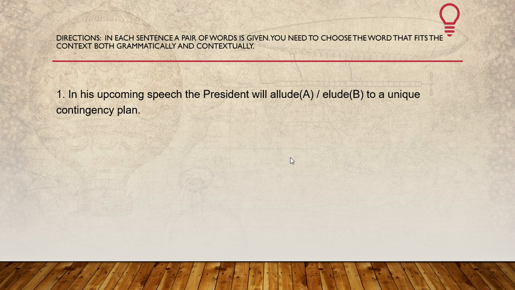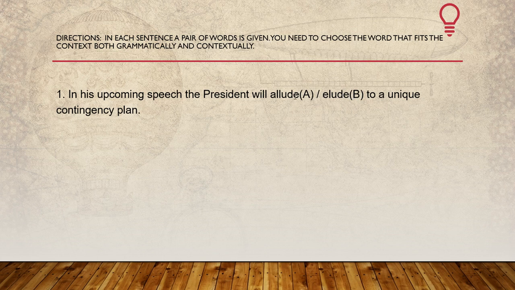So, what can be the synonyms of elude? You can understand well if I mention the synonyms. You can as well note them down. Elude. The synonyms include evade, avoid, dodge, flee, circumvent, etc. So, in the upcoming speech, the president, can he elude? I mean, can he evade or avoid a unique contingency plan? I mean, it can be done, but it makes no sense here.